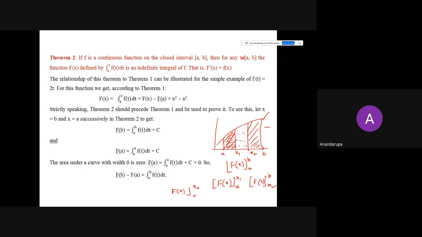The important thing is the function is continuous in this range A to B. So if it is continuous in the range A to B, we can apply the fundamental theorem to any subinterval within this range. If you want to apply it beyond B or before A, well, we don't know whether it is continuous or not. So we have a problem. But it is continuous between A and B, so we can apply the fundamental theorem.